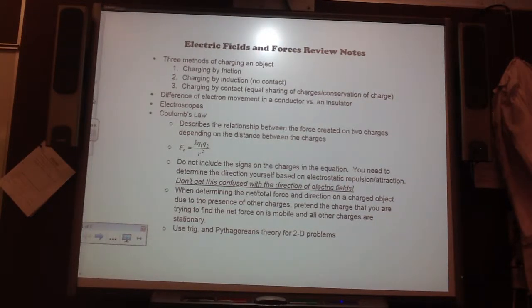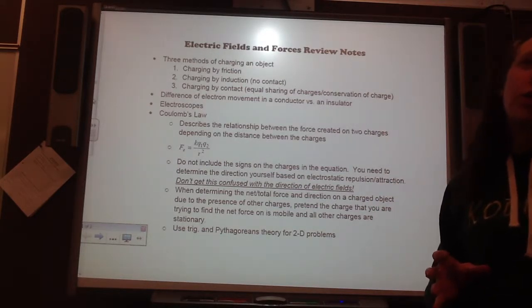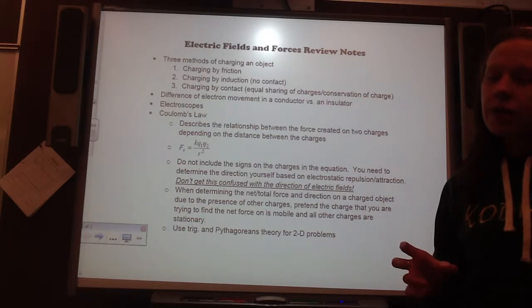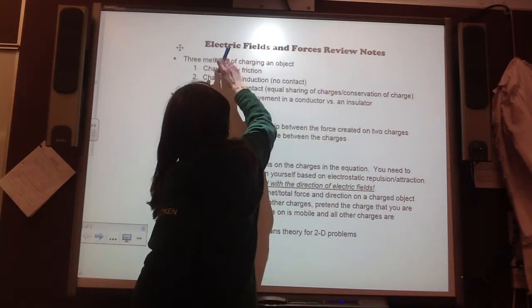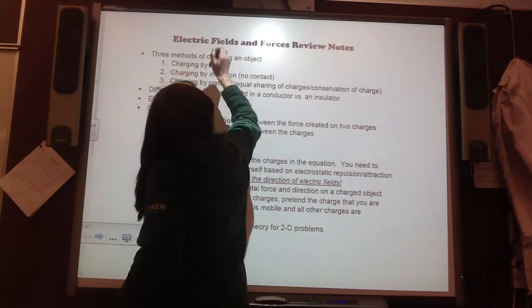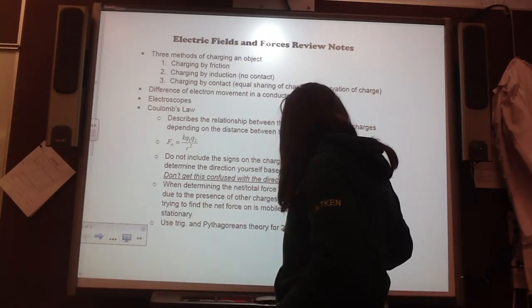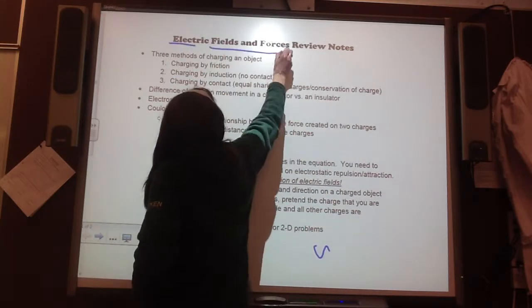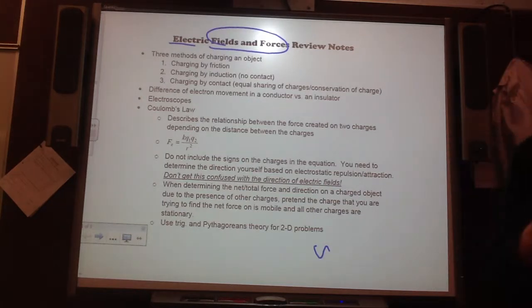Alright, so we're going to review for your chapter test. Keep in mind this is halfway through a unit. The unit is called Fields and Forces. So first we did electric fields and forces. Next we will be doing magnetic fields and forces and how they interact.